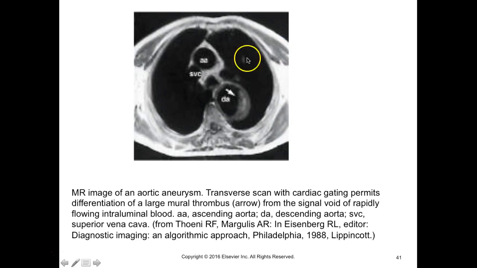All right. This is the scariest kind, an MRI of an aortic aneurysm, a transverse scan, so an axial scan with cardiac gating, which allows us to see this thrombus within the lumen. This is on the ascending aorta, which is not good. Oh, is it ascending or descending? This is ascending here, but it's widened, and here's the descending.